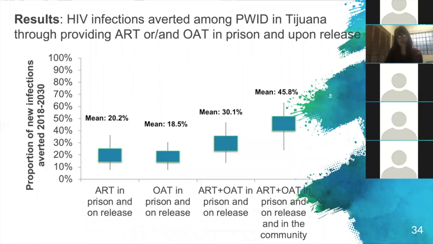As you can see, scenario one, so ART in prison and release, could lead to a reduction in one fifth of new infections over the 2018-2030 period. OAT alone reaches a similar reduction in infections. The combination leads to nearly a third reduction in HIV new infections, and also scaling up in the community at achievable levels led to a nearly 50% reduction in HIV incidence across this time period among all people who inject drugs.